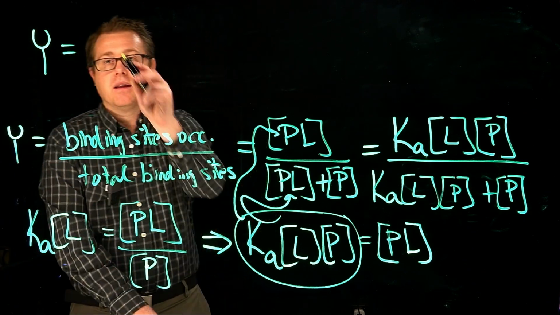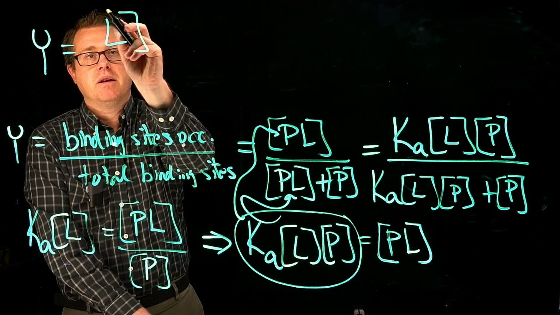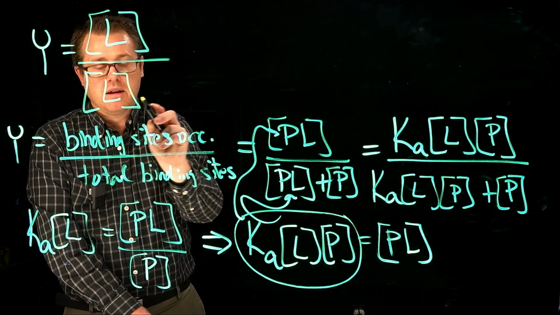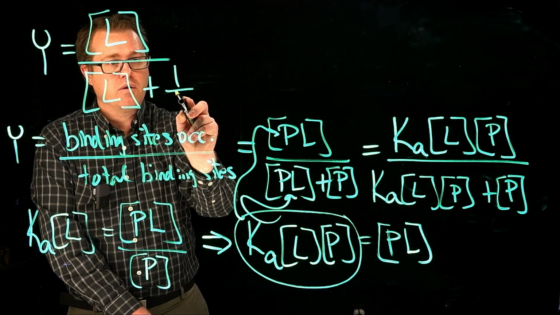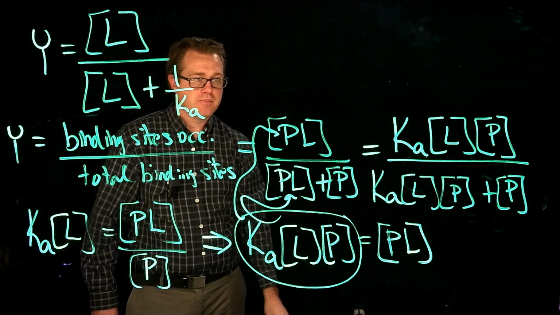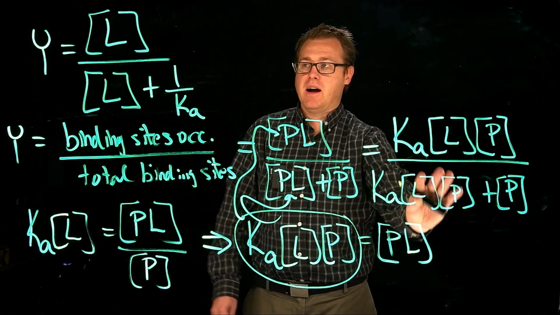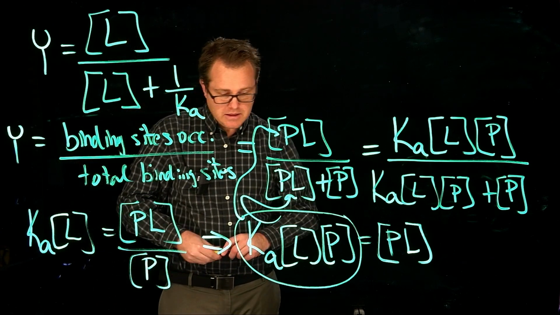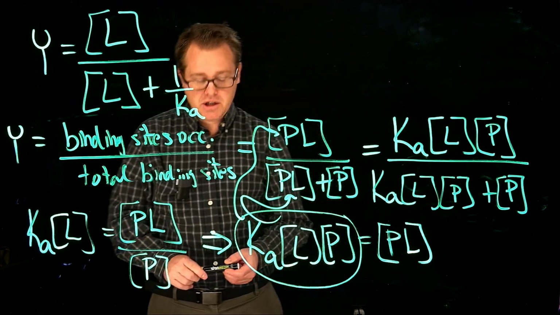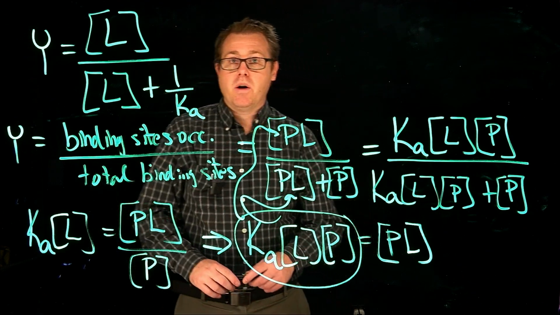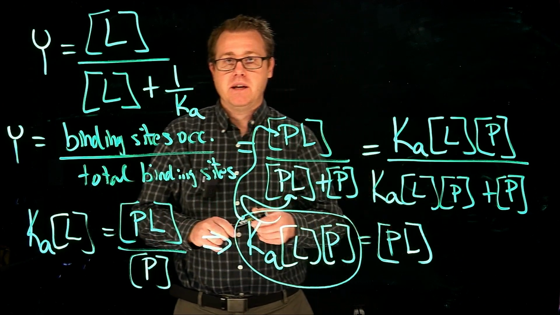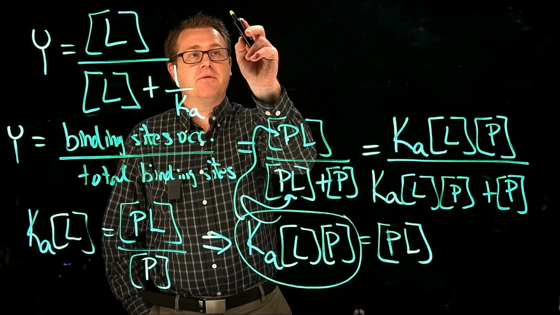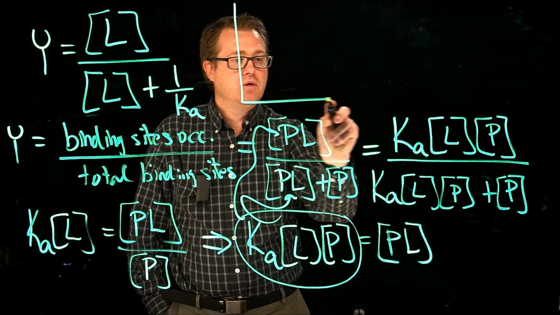So Y can be represented in terms of the concentration of the ligand, okay, plus 1 over Ka. So when you take this and simplify it, it's going to turn into this right here. Okay, and this is a very valuable equation because when you have a ligand and you have your protein, you want to find your Ka. And the way that we can do that is if we do a plot here.